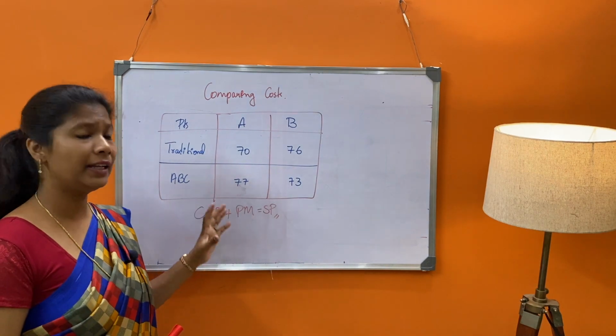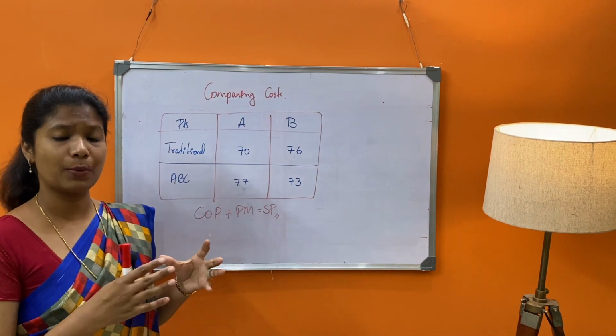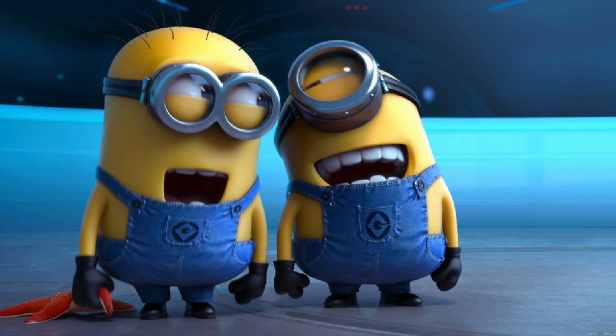So hope you have completely understood how to analyze the question, and how to break down the question into the traditional method of costing and the ABC method of costing.